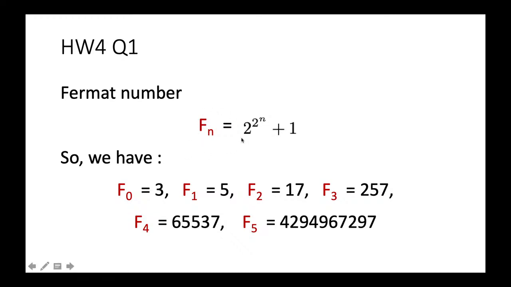So long time ago, Fermat conjectured that all the numbers here are going to be primes. But unfortunately, f5 is actually not a prime number. So f5 is this very large number, and Euler is the first one who has shown that it can be factorized as a product of two primes. So in that case, f5 is not a prime.